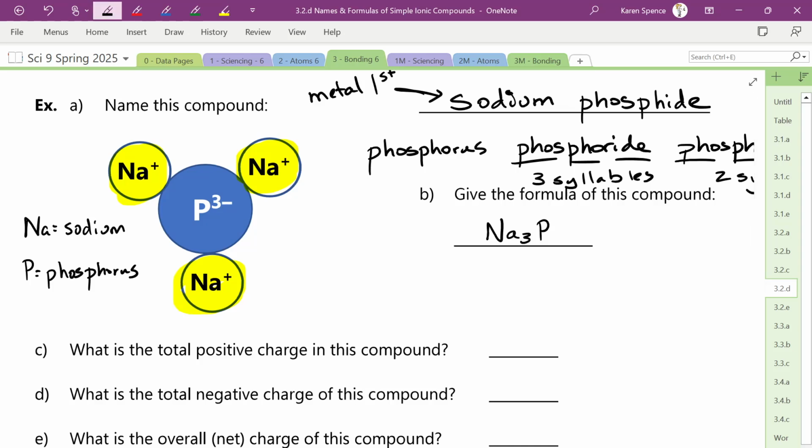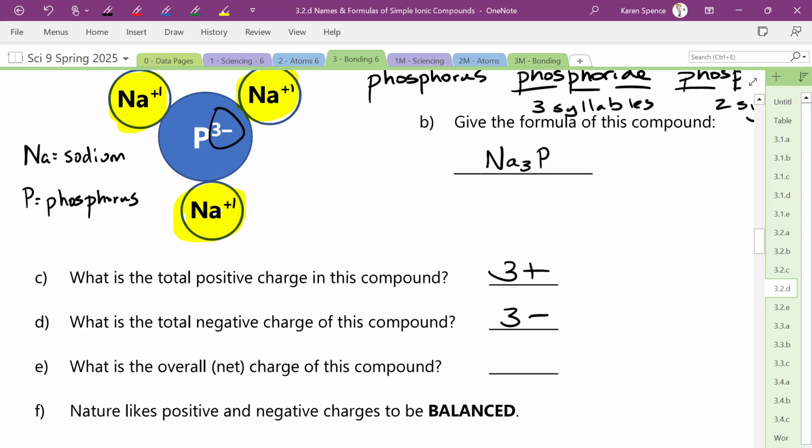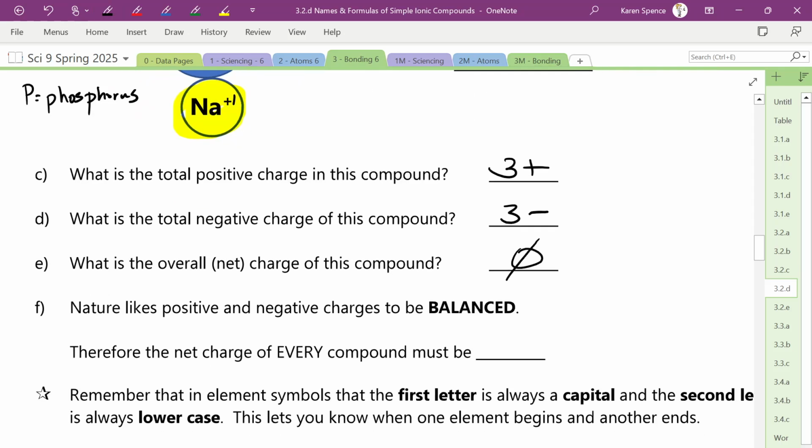What's our total positive? We have +1, +1, +1. Total positive is 3+. What's our total negative? 3-, right? We got 3-. What is the overall charge of this compound? 0. Nature likes positive and negative to be balanced. Therefore, the net charge of every compound must be 0.